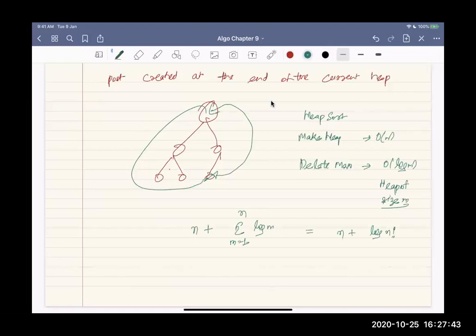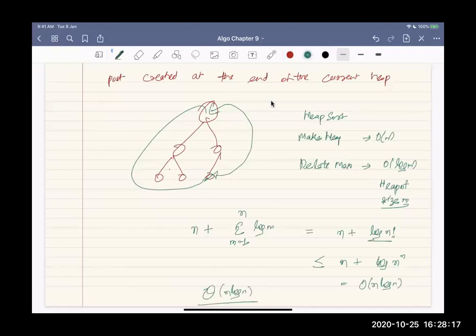But can I say less than or equal to? Each of these is less than or equal to log n, so this is less than or equal to n plus log of n to the power n. So this is order n log n. And from what we did a few days ago, you can actually prove this is omega n log n. So this is actually theta n log n.